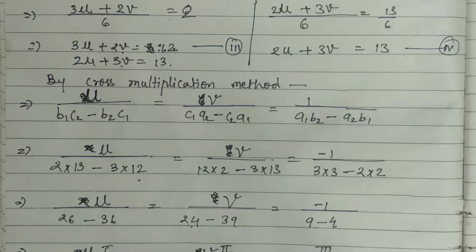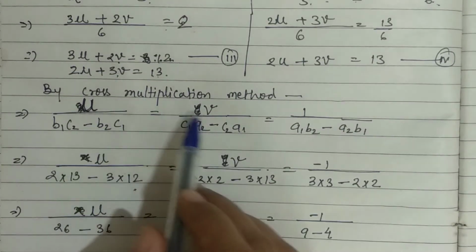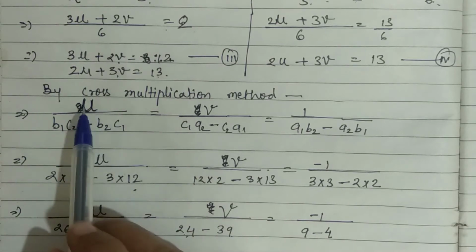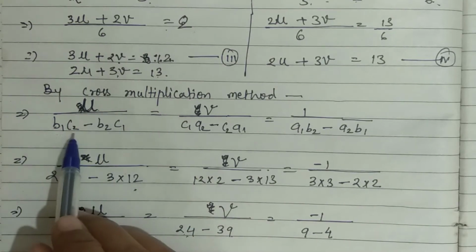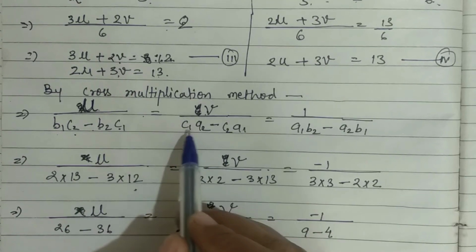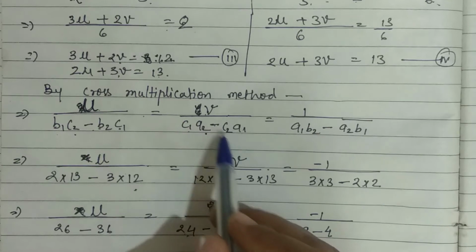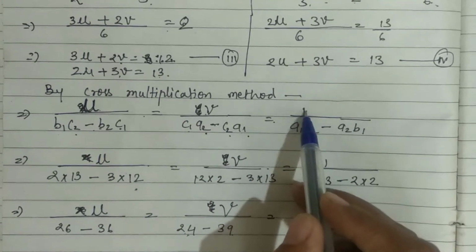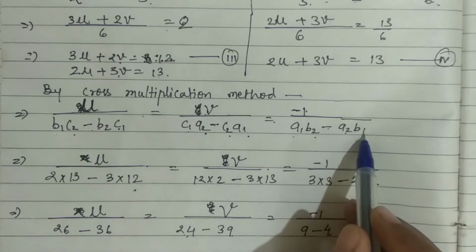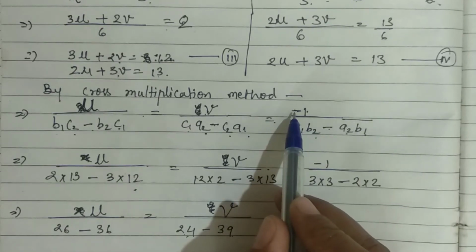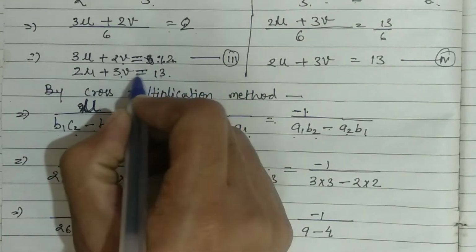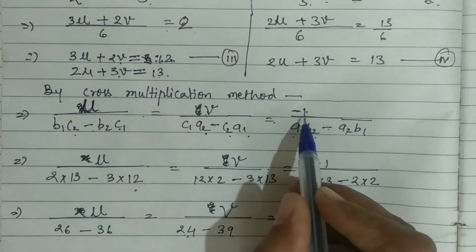Now we solve this equation by using the cross multiplication method. So for this, first of all, we write the formula, that is u upon b1 c2 minus b2 c1, equals v upon c1 a2 minus c2 a1, equals 1 upon a1 b2 minus a2 b1, with a minus sign. Why am I taking minus here? Because I am taking c on the RHS. That's why here I am taking minus 1.